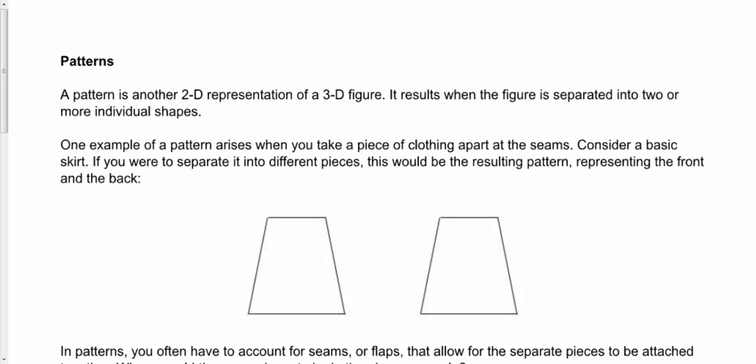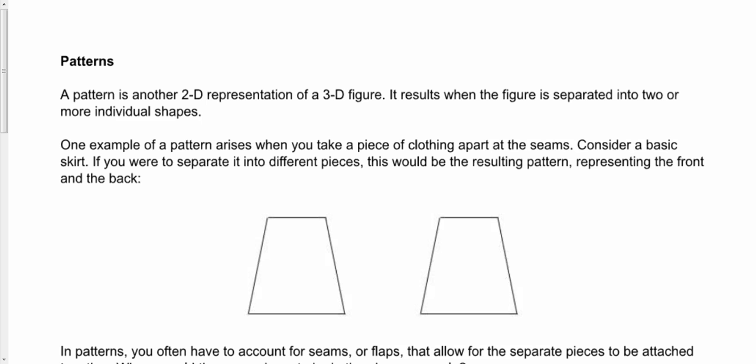One example of a pattern arises when you take a piece of clothing apart at the seam. All of your clothes have a seam somewhere, and so you could remove the thread and take your garment apart into various smaller pieces that were sewn together to make a whole pair of jeans or shirt or skirt or whatever it happens to be. If you have a skirt, for example, and you separate it into different pieces, you'd end up with a pattern. And what you see down here is the skirt pattern.